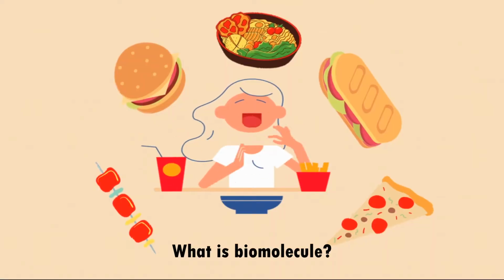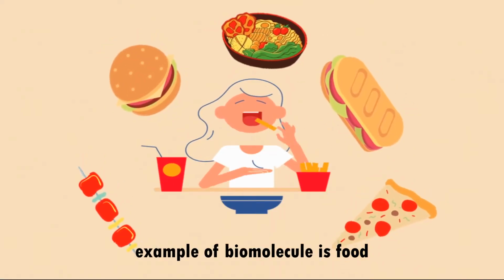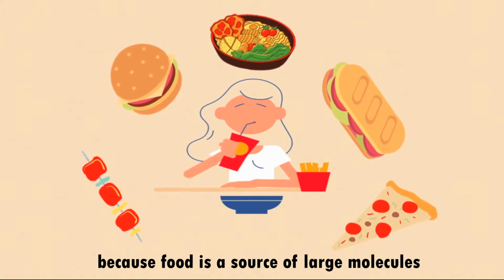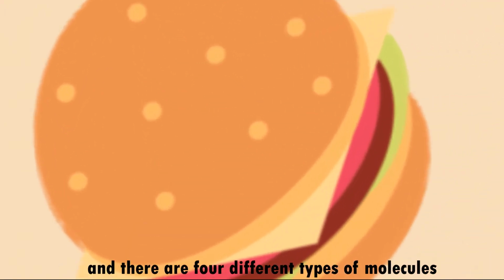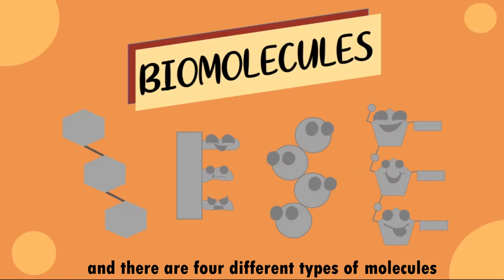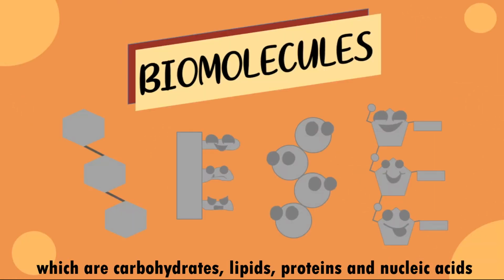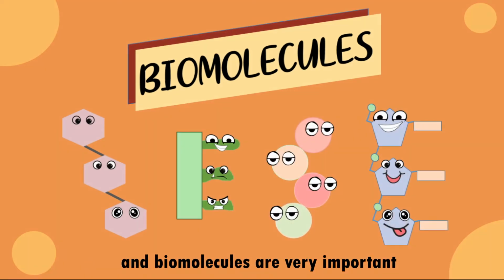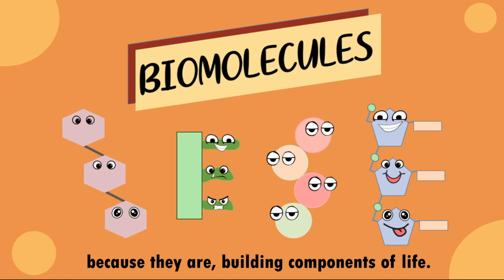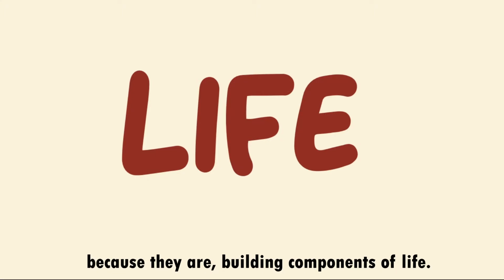A biomolecule is a large molecule. An example of a biomolecule is food, because food is a source of large molecules, and there are four different types of molecules, which are carbohydrates, lipids, proteins, and nucleic acids. And biomolecules are very important because they are the building components of life.